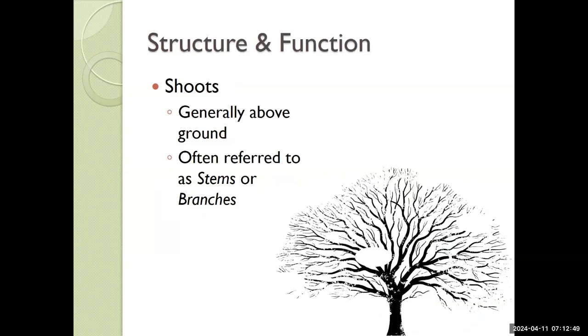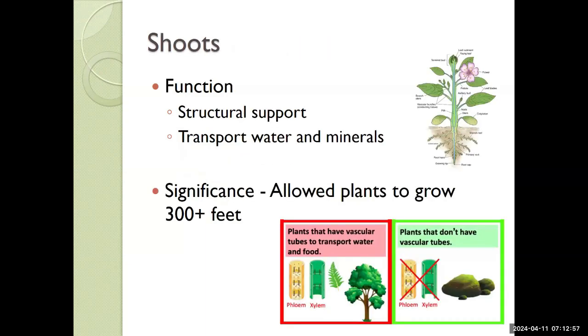The next structure are shoots. These are the above ground components. They're often referred to as stems or branches. They provide structural integrity, but more importantly, they house the vascular network. They allow plants to transport water from down below throughout the entire plant structure, and the sugars from photosynthesis from up high, where the leaves are, down throughout the plant.